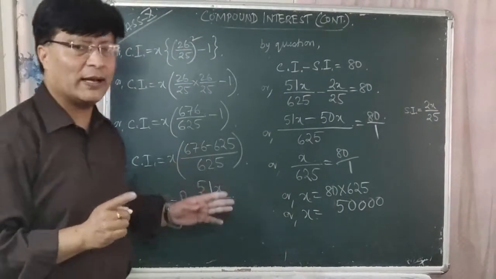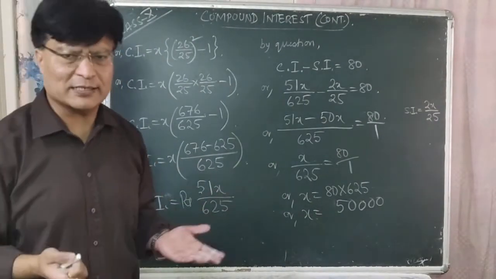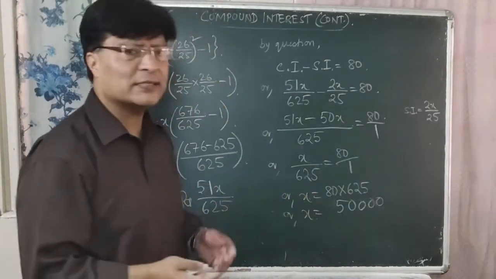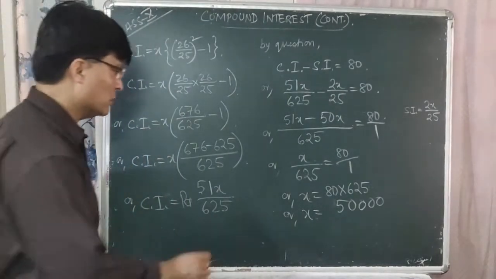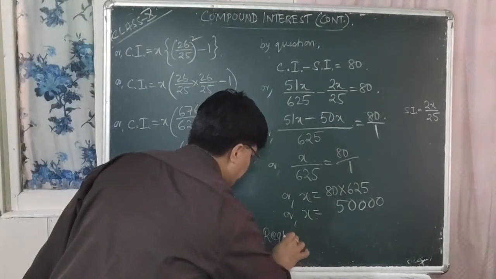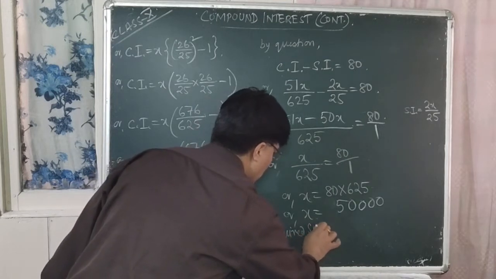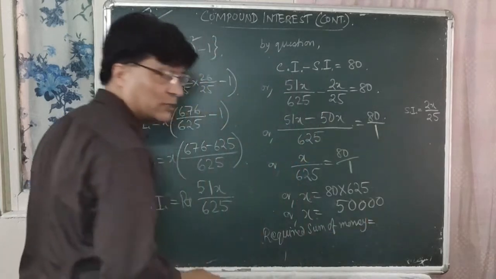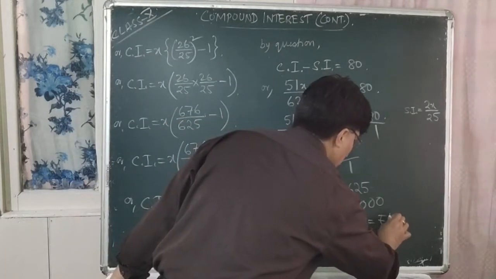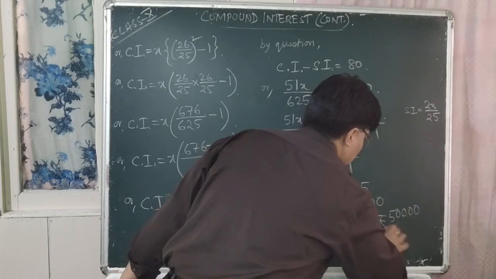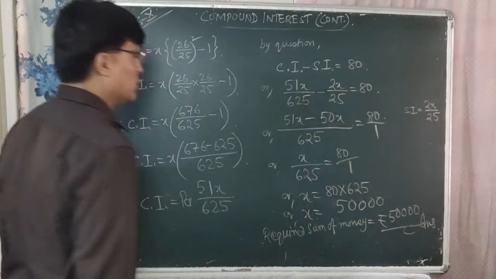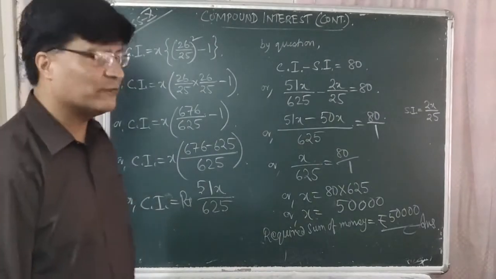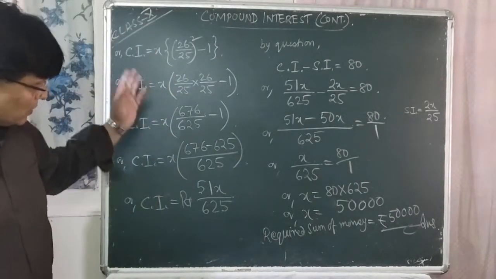This is the required sum of money. That is asked, isn't it? You have to calculate the sum of money. What is the sum of money in this case? It is rupees 50,000. So required sum of money is equal to how much is it? It is rupees 50,000. So this is your final answer. So required sum of money is equal to rupees 50,000. So you can copy it.